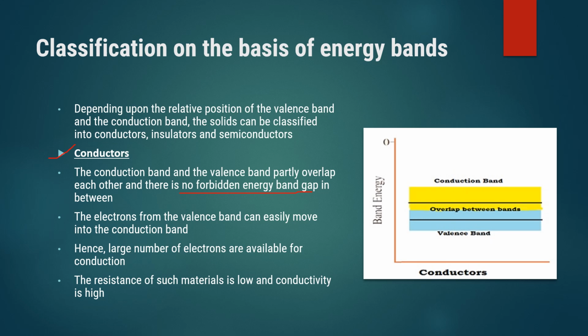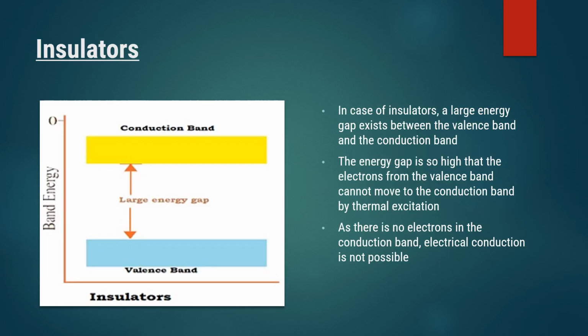The electrons from the valence band can easily move to the conduction band, and hence a large number of electrons are available in the conduction band. So for such kind of materials, their resistance is low and conductivity is high. For insulators, we can see that a large energy gap exists between the valence band and the conduction band. The energy gap is so high that the electrons from the valence band cannot move to the conduction band. So there is no electron in the conduction band, so electrical conductivity is not possible.